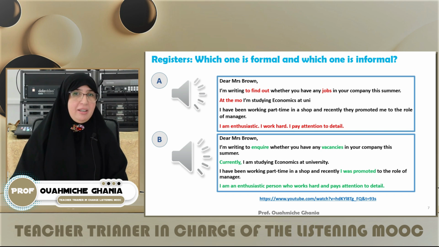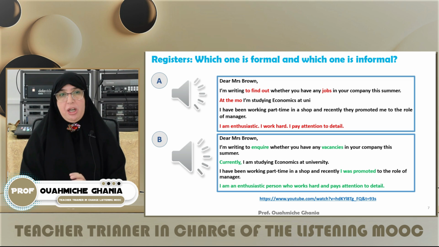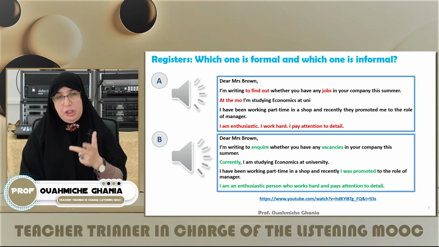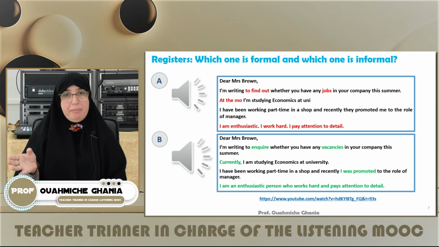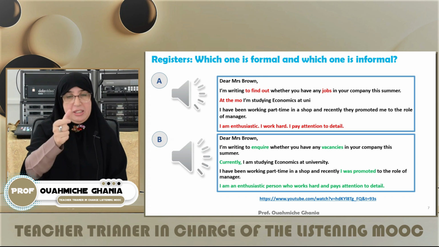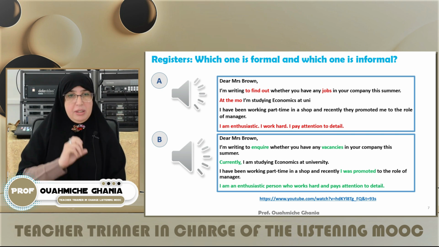So you see here, the first one is informal. The verb "to find out," "jobs," and the structure here show that it is informal. "At the moment" is not "at the moment I'm studying." So here, this is a signal indicating that this register is informal. So let's see now the second one.